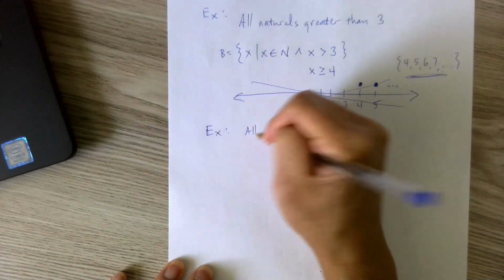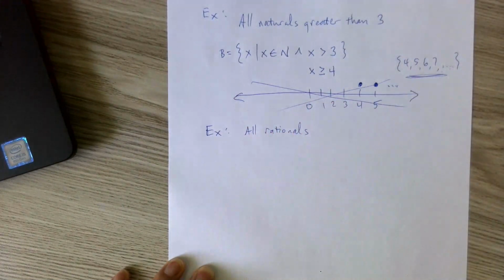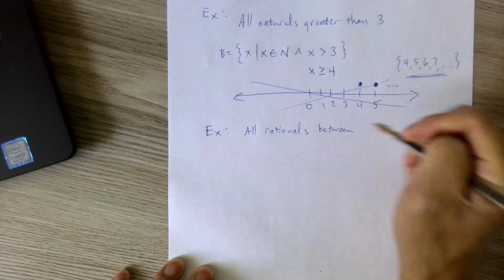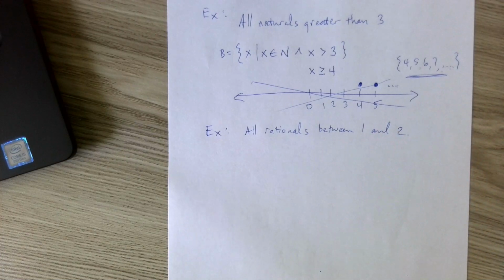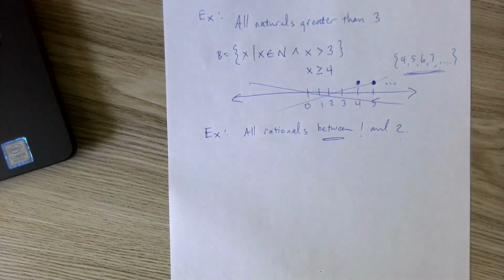Okay, here's another example. All rationals. Remember, that's all fractions between 1 and 2. Okay, so for example, this would be 1.5, 1 3/4, 1.1, 1.2, 1.3, 1.4, all those. Not including 1 and 2 because I say between, not including.